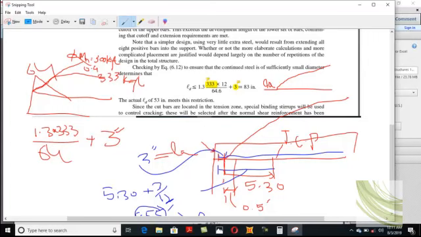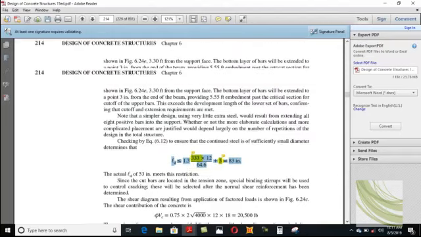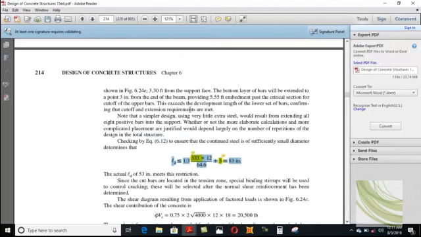So this distance comes out to be how much? It comes out to be 83 inches, and 83 inches is more than LD. LD is 53 inches. So this criteria is also met. Clear? The actual LD is 53 inches and meets this criteria also. So you check the LD criteria, whether the development length is fulfilled or not.